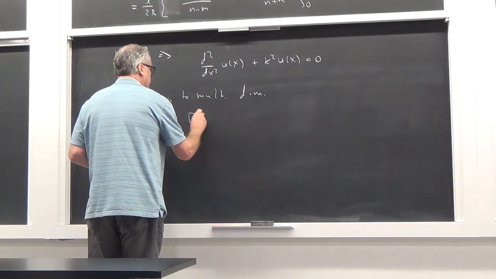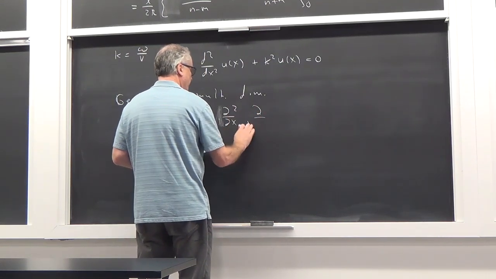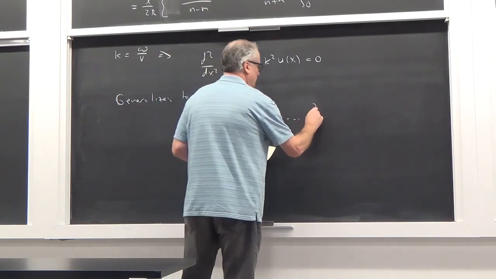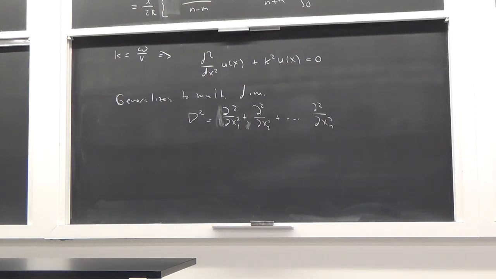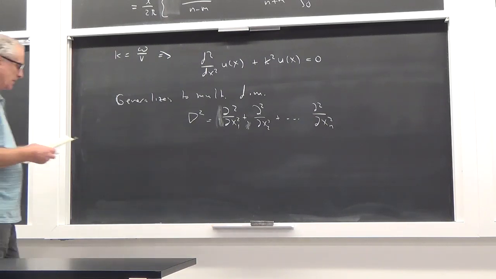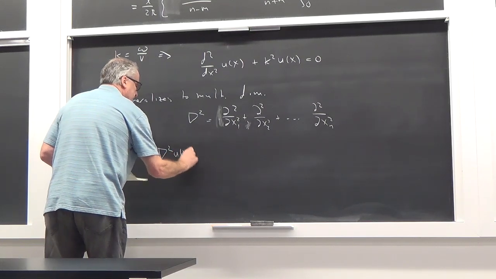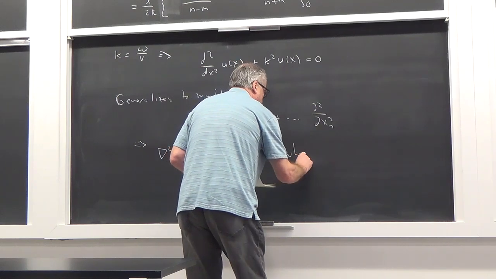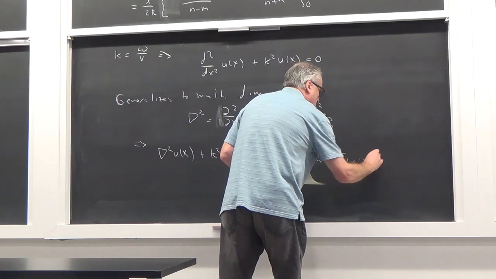Of course, if it's in multiple dimensions, we use del squared, which is d squared by dx1 squared plus d squared by dx2 squared, and so on for all the many dimensions there are. This is the Laplacian operator in n dimensions, if the x sub i are the Cartesian coordinates of a point in n-dimensional Euclidean space. And so then we get, replacing the d squared by dx squared, del squared u of x plus k squared u of x equals zero, where k squared is just the scalar product of k with itself, so k is the vector k1 up to k sub n.